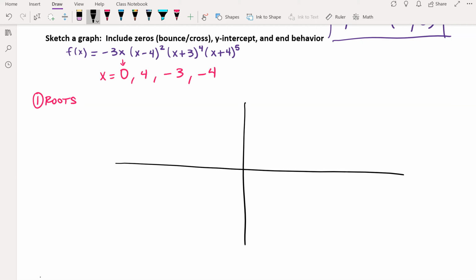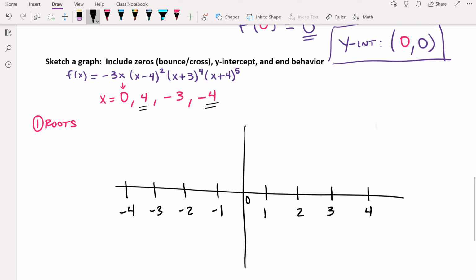And we're going to go all the way to 4. 1, 2, 3, 4. And -4, -3. This is x equals 0, 1, 2, 3, 4. How did I know to go to 4? Well, because my biggest x is 4, my smallest x is -4, right? Okay, and then we don't need to necessarily go anywhere on the y-axis. We just need to make sure we have our y-intercept on our graph.